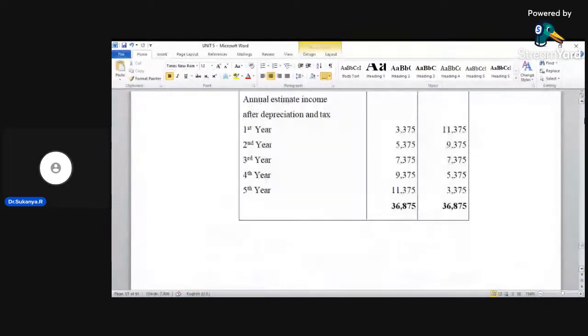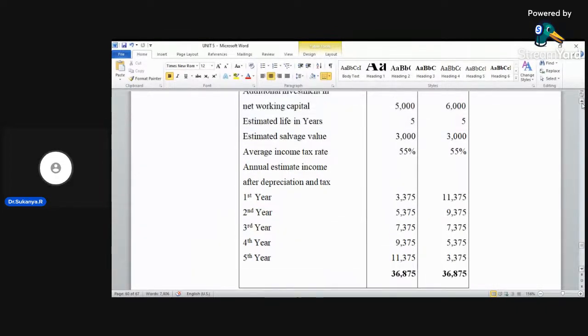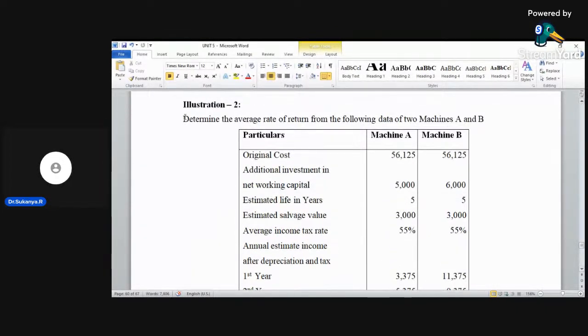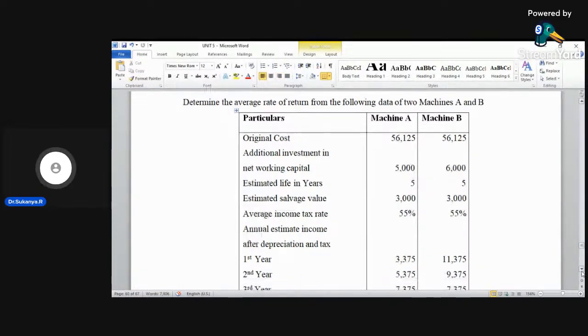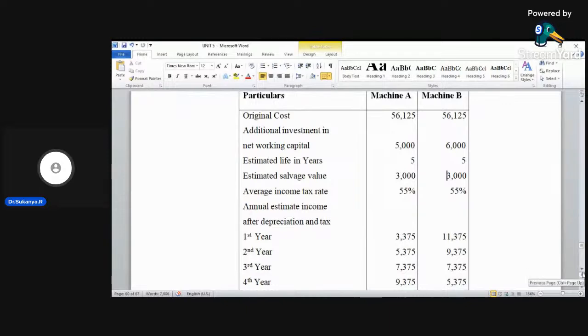I think this is a direct problem and this is also a question paper problem. We can work out this. Identify the average rate of return on a project. That is ARR, they're telling you to calculate. They've given you that the original cost is 56,125, and for machinery B also it is 56,125. The additional investment on working capital is 5,000 rupees and 6,000. Estimated life is 5 years. Salvage value is 3,000 and 3,000. The tax rate, dear students, is given as 55%.